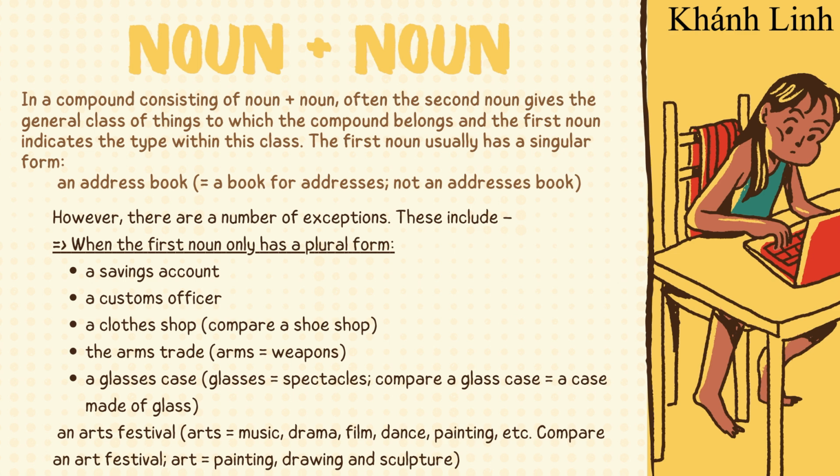These include when the first noun only has a plural form. For example, a savings account, a customs officer, a clothes shop. Compare a shoe shop. The arms trade: arms means weapons. A glasses case: glasses means spectacles. Compare a glass case, which means a case made of glass.